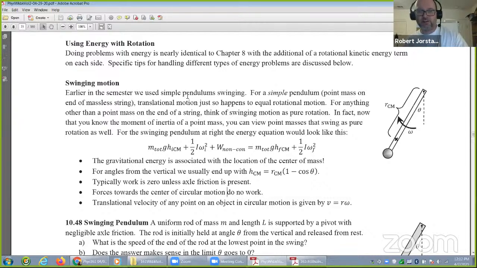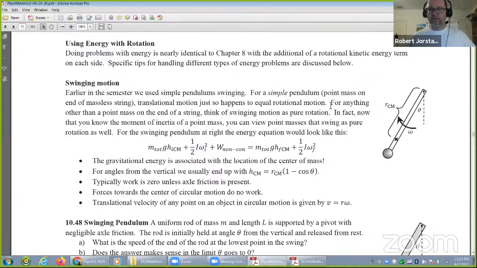Earlier in the semester, we talked about simple pendulums. Now, if you don't know what a simple pendulum is, that's a point mass on the end of a massless string. For that particular problem, it was okay to treat it with translational motion. In short, but basically, for anything other than a mass on the end of the string, it's better to use I omega squared than mv squared, okay? And there's a 1/2 on that.